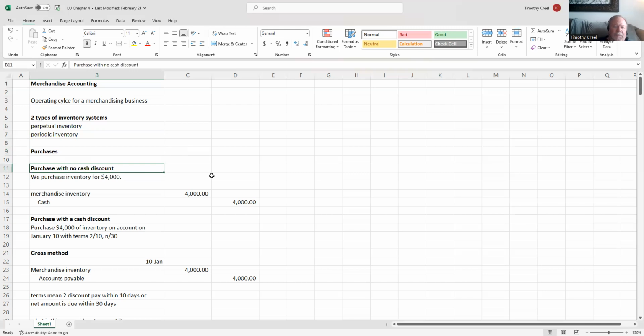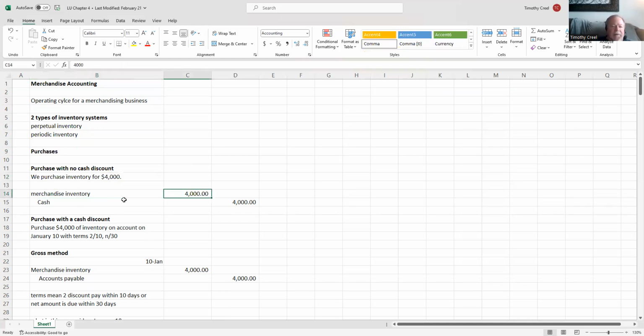So first of all, we're just going to look at several different transactions. These are the transactions that you want to know, first purchases, and then next we're going to look at sales. So if we had a purchase with no cash discount, let's say we purchase inventory for $4,000, we would simply debit merchandise inventory and we would credit cash.